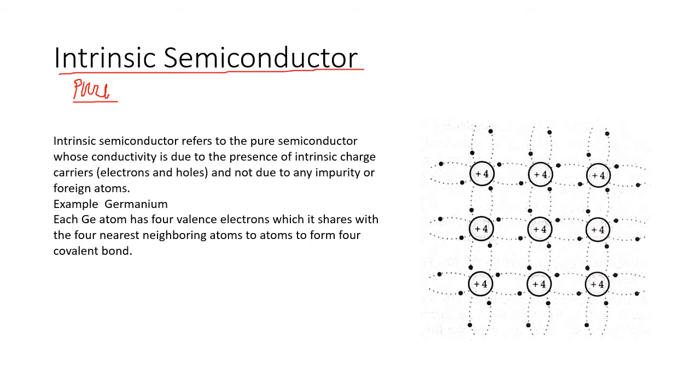For example, you can take germanium. As you can see, this is germanium. The germanium nucleus has charge +4 and it has 4 valence electrons: 1, 2, 3, 4. A germanium atom shares its 4 valence electrons with the 4 neighboring germanium atoms. As you can see in this figure, it shares 1 electron with this germanium, 1 electron with this germanium, and so on. So this germanium has a valency of 4, which is shared by its 4 nearest neighbors. The other example you can take is silicon.